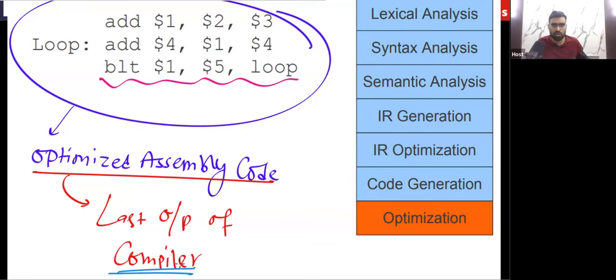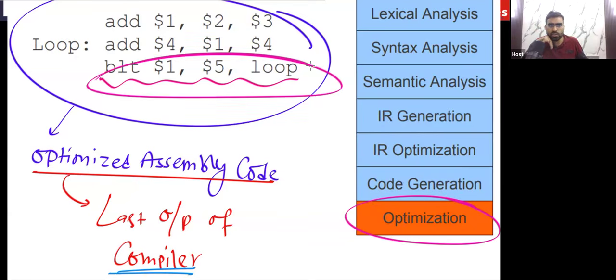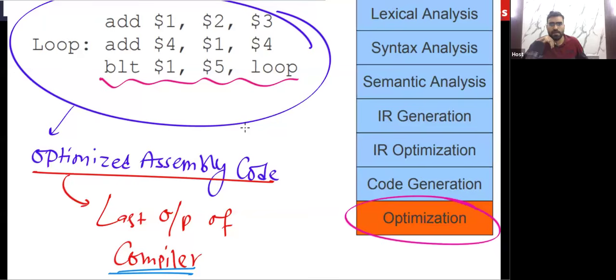I hope you understood all the phases. Did you understand the machine dependent code optimization and machine independent code optimization? In the machine dependent code optimization, did you notice we are using the features of the CPU? Like, is this instruction there in the CPU or not?